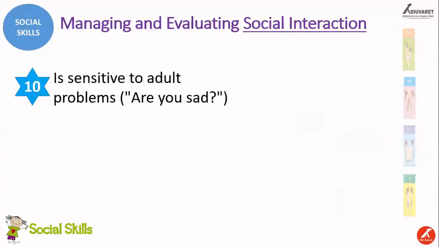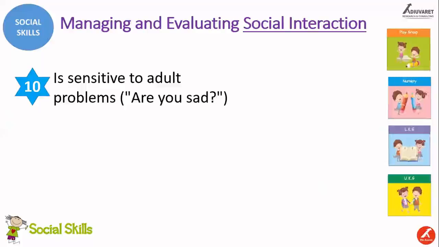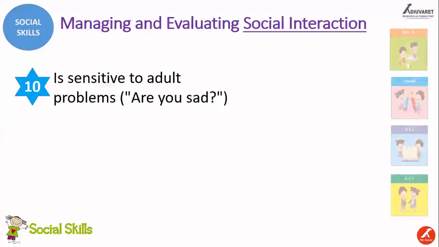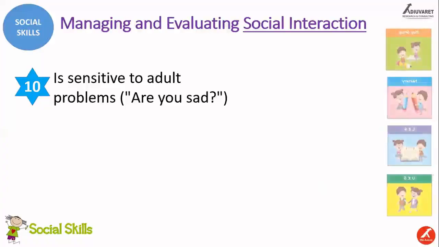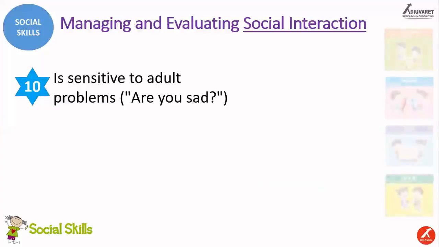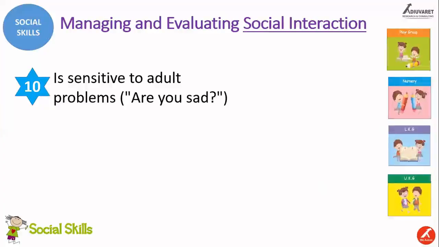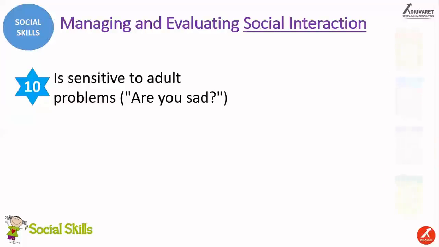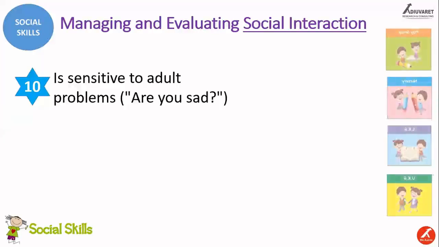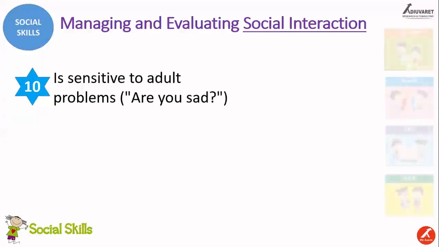Then the 10th skill we are trying to check and build in our child is that the child is sensitive to adults' problems. It's not only that the child is sensitive to another child's problem, but sometimes it is also very important for the child to be sensitive, either at home or at school, to adults and their problems. Sometimes while the child is taught about emotions, the child can also look at the teacher's face to see if the teacher is a little upset or not, angry or not, sad or not.